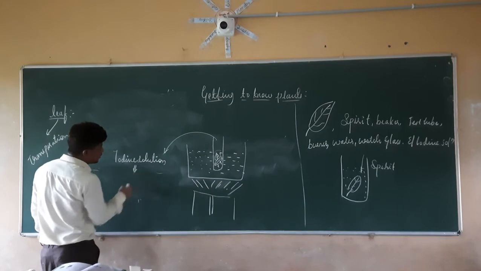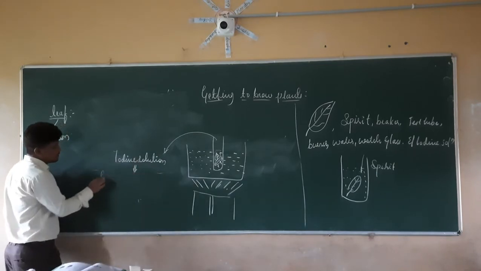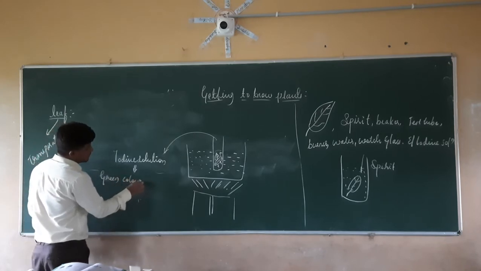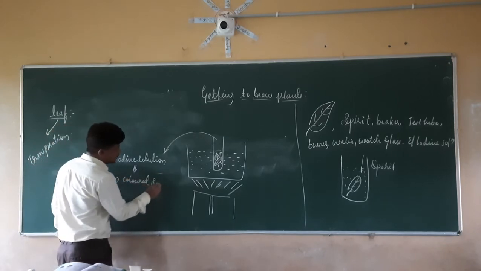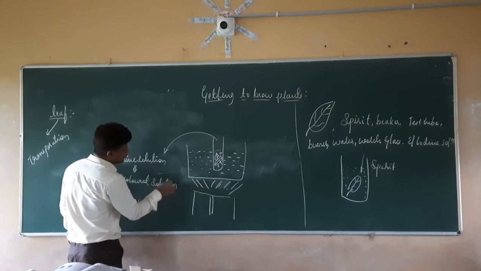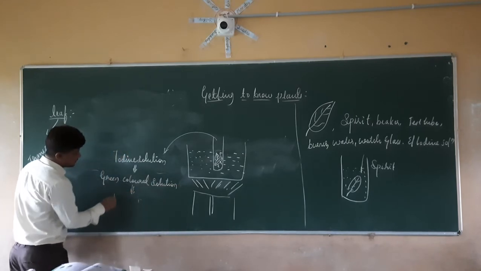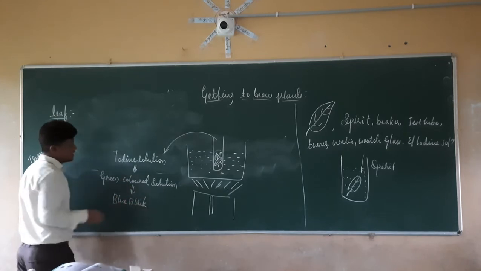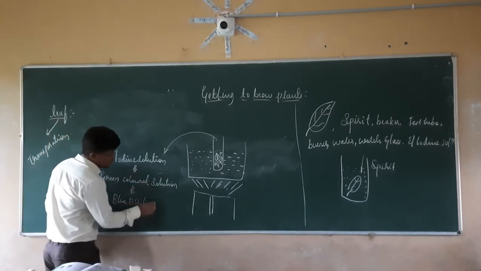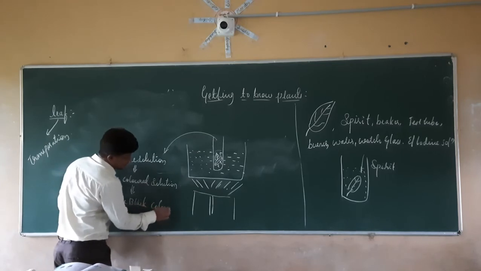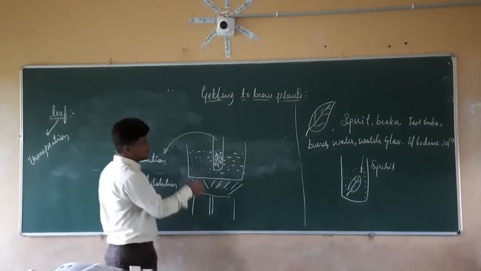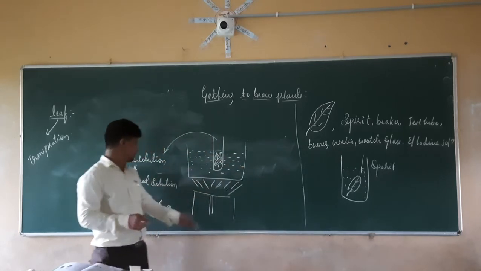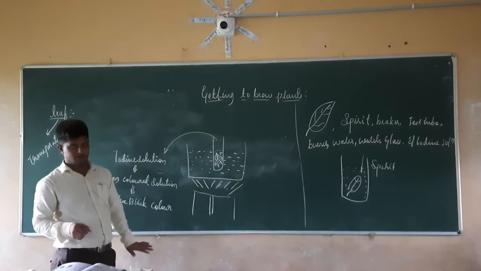So when we add the iodine solution, the color of the green colored solution is going to change into the blue black color. It is going to change into the blue black color. This solution changes its color to the blue black color when we add what? When we add the iodine solution.